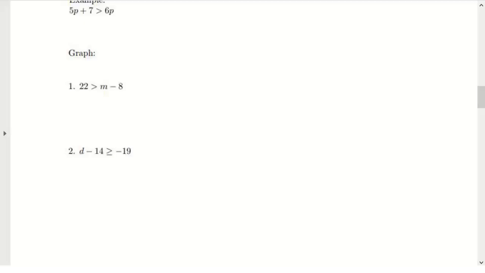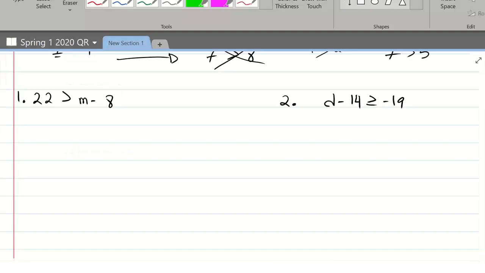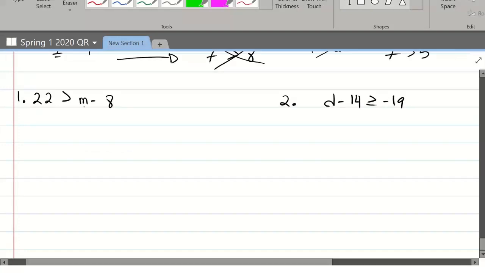So let's go over a couple more examples. This one is 22 is greater than m minus 8, and the next one is d minus 14 is greater than or equal to negative 19. All right, so the first one, 22 is greater than m minus 8. We want m by itself, so we want to get rid of this minus 8. So we do plus 8 on both sides. This gets rid of the minus 8. We get m on the right-hand side. We get 22 plus 8 gives us 30. We know that adding a number doesn't change the symbol, so we leave it the way it is. 30 is greater than m.